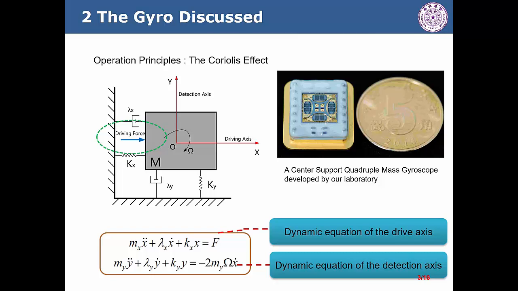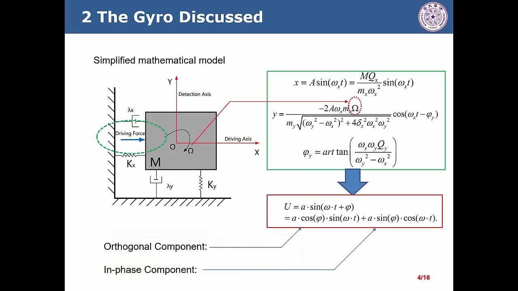And now if an angular velocity is generated perpendicular to the XOY plane, another Coriolis effect will be generated in the detection axis, and now the mass will produce a resonant motion in the detection axis. And the equation in the brown square box shows the dynamic equation for the drive axis and the detection axis. By solving the two equations, we can obtain the simplified mathematical model of the displacement of the mass in the drive axis or detection axis.